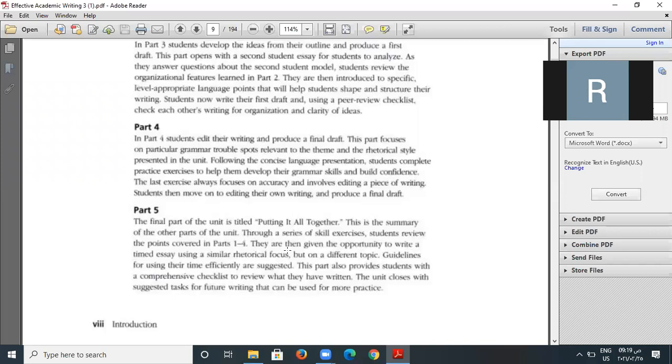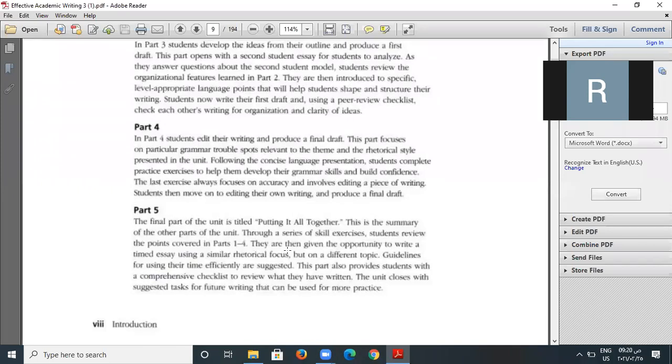Through a series of skill exercises, students review the points covered in parts 1 to 4. Then at the end, they are given the opportunity to write a timed essay using a similar rhetorical focus. Of course, here it will be a different topic. This is the last stage.